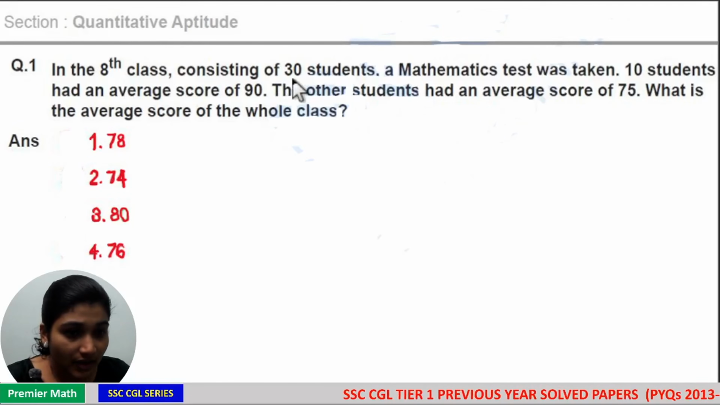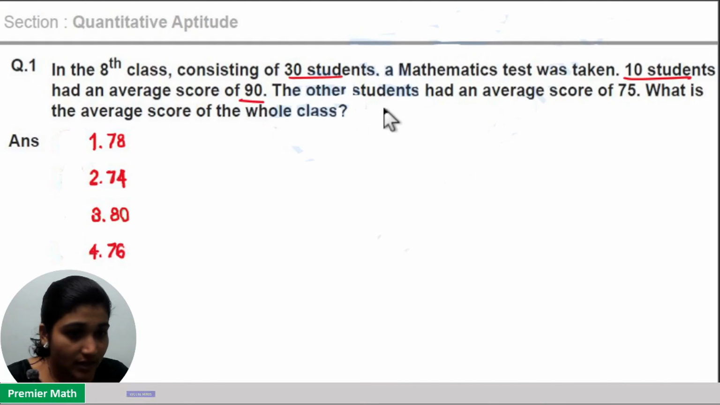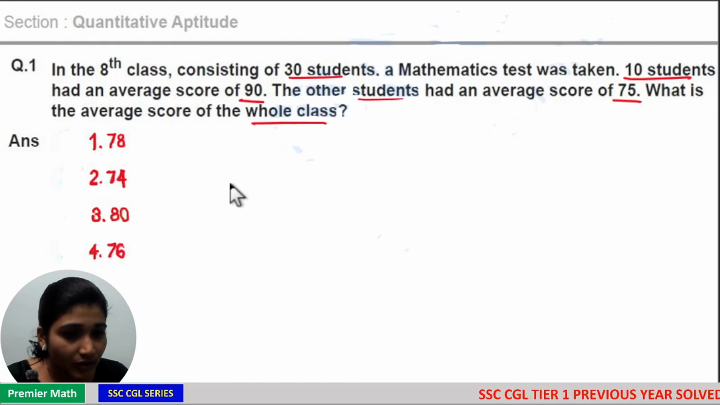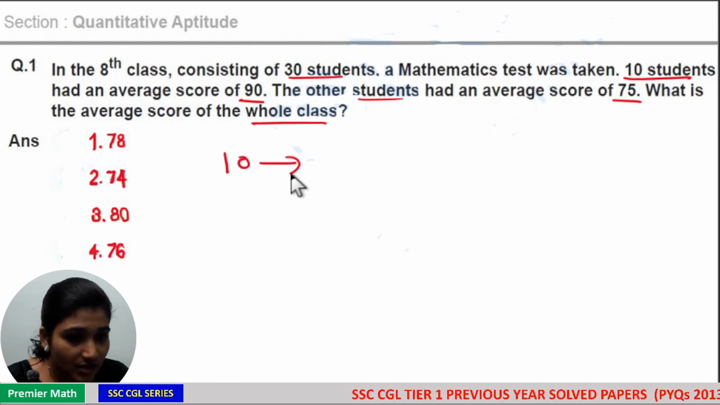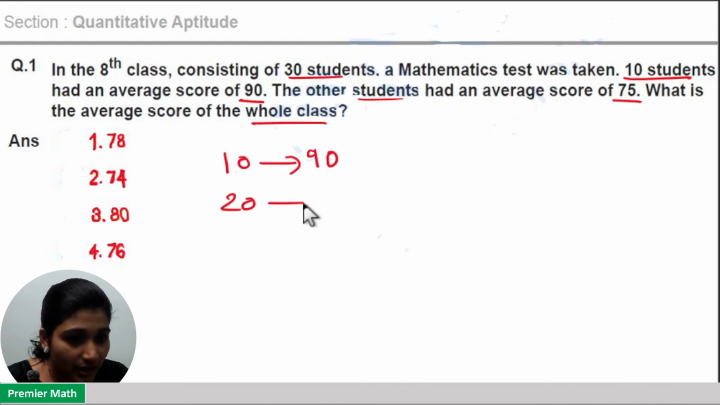In the 8th class, consisting of 30 students, a mathematics test was taken. 10 students had an average score of 90. Other students had an average score of 75. What is the average score of the whole class? Here, out of 30 students, 10 students' average score is equal to 90, and the other students, meaning the remaining 20 students, have an average score equal to 75.